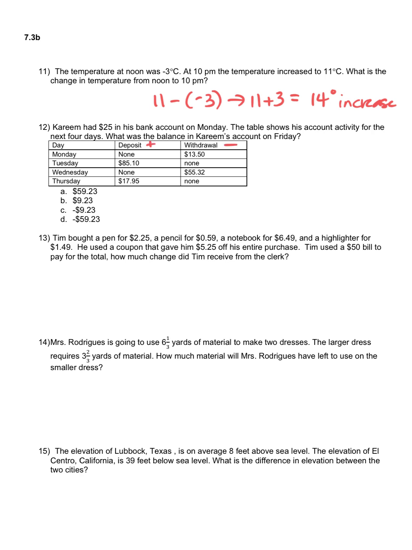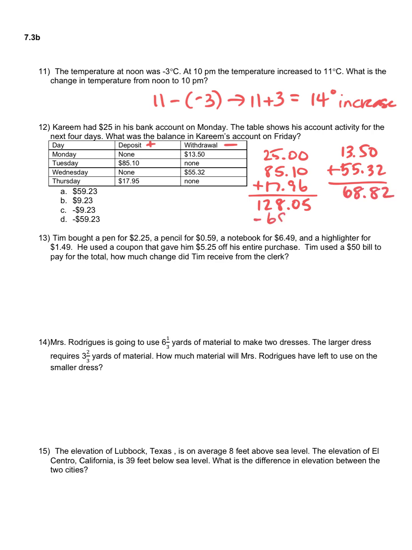Okay, deposit is adding, withdrawal is taking money out. So we have $25, but I'm going to deposit $85.10 and then another $17.96. And when all that is added together, that's $128.05. I'm going to spend or take out $13.50 and $55.32. When I add that together, that's $68.82. When I subtract my $68.82, when I perform the calculation, I end up with $59.23. That is my balance on Friday.